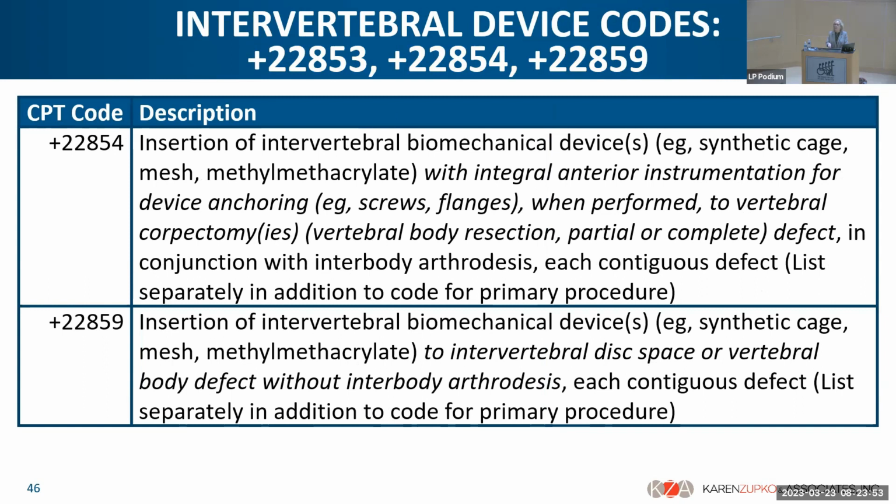22859 is a code using something in the interspace, not for the purposes of fusion, but to stabilize that particular vertebral body. Where we see this a lot is if you've got an unstable, maybe osteoporotic bone, and you inject cement into that vertebral body, just like a kyphoplasty. You put a cavity in there, you inject some cement into the vertebral body in an open procedure. You can't bill a kyphoplasty because kyphoplasty codes are percutaneous. Can never bill a kyphoplasty code in an open procedure.